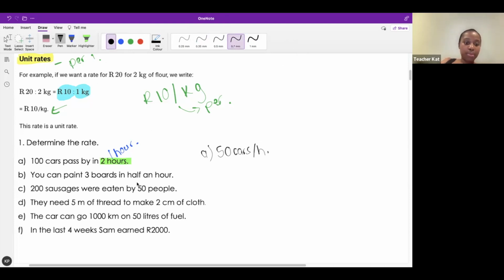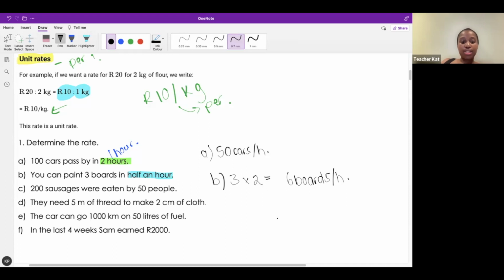Number B says you can paint 3 boards in half an hour. So this is less than the hour that we want. Instead of dividing to get to my rate, I'm going to do what? Multiply. Thank you. So how am I going to go from half an hour to an hour? I have to multiply by 2. Nice. So that means it is 6 boards per hour.